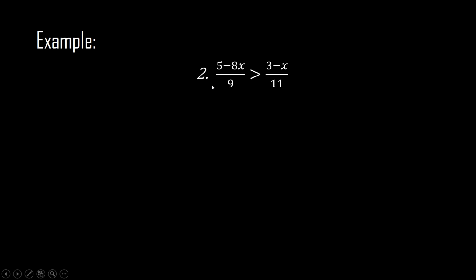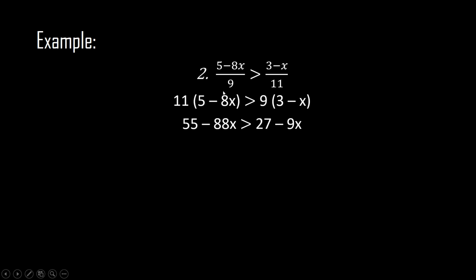We have this kind of equation: (5 minus 8x) all over 9 is less than (3 minus x) all over 11. So simplifying this equation, we can get this. It's just a matter of algebra, and I hope that you know the process.